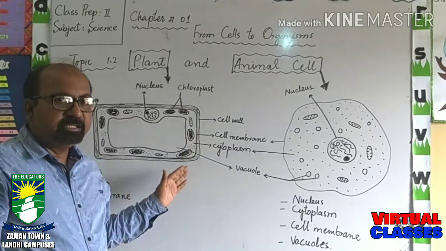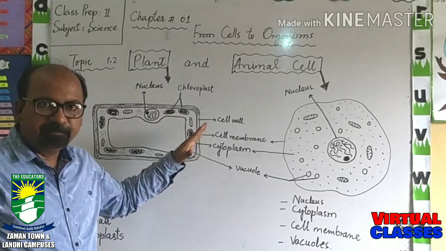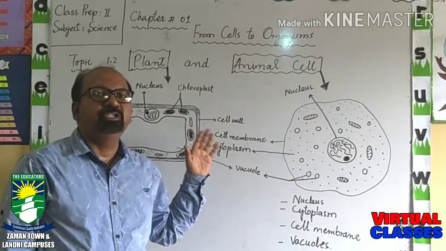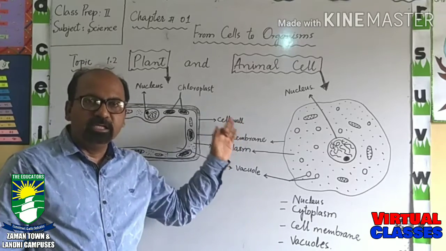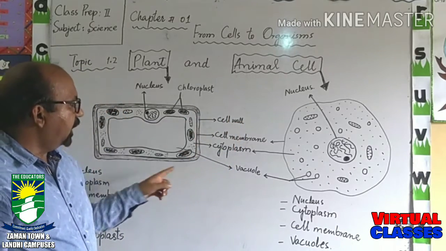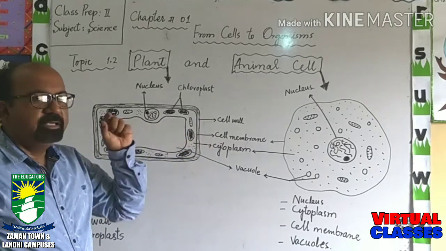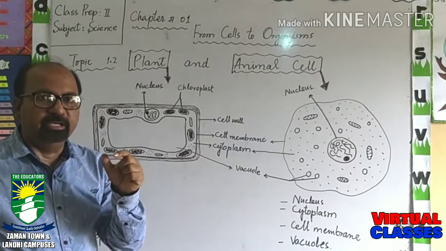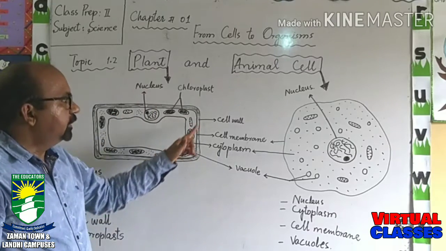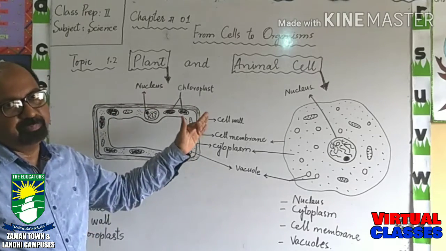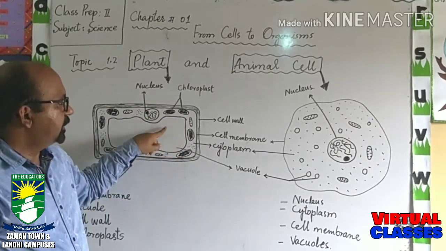What is the function of the cell wall? The cell wall protects the plant cell, and the cell wall gives shape to the plant cell. So the first part which we can see is the cell wall. It is tough, it is rigid, it is the strongest part of the cell, and due to the cell wall they have a definite shape, and it protects the inner part of the cell.